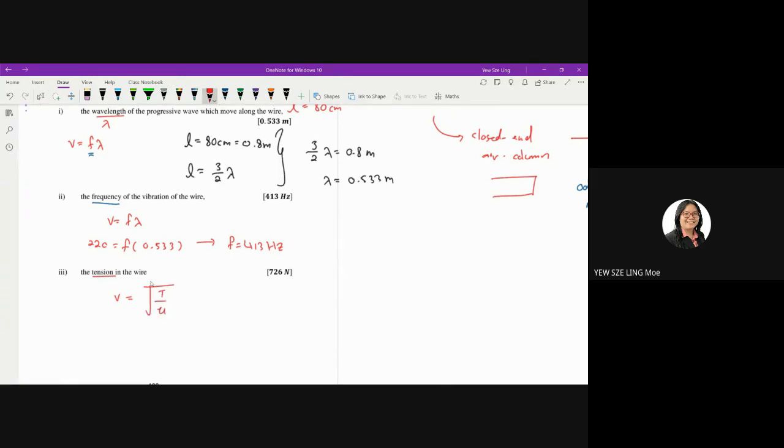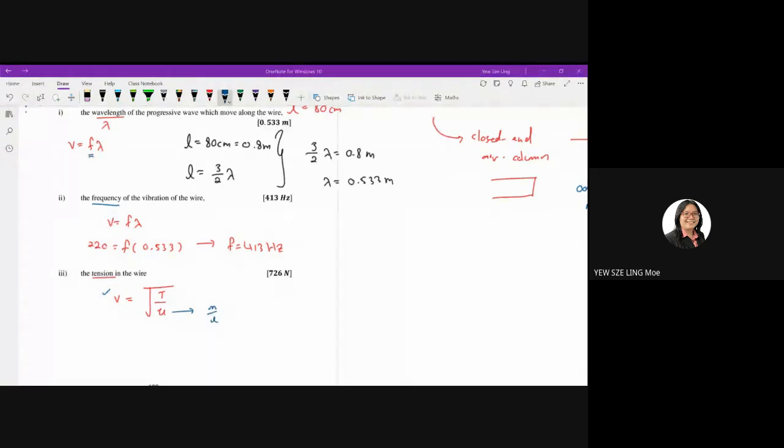Now try to think, can we use this equation to solve this question? Do we have the value of v? Yes, we do. It is 220. This equation is for the wave speed in a string. The medium must be a string, so you cannot use it for an air column. Remember, this equation is only valid for string. And then T is the thing that we want to determine. Now, how about μ? μ is the mass per unit length. So you can use M divided by L to determine the value of μ.